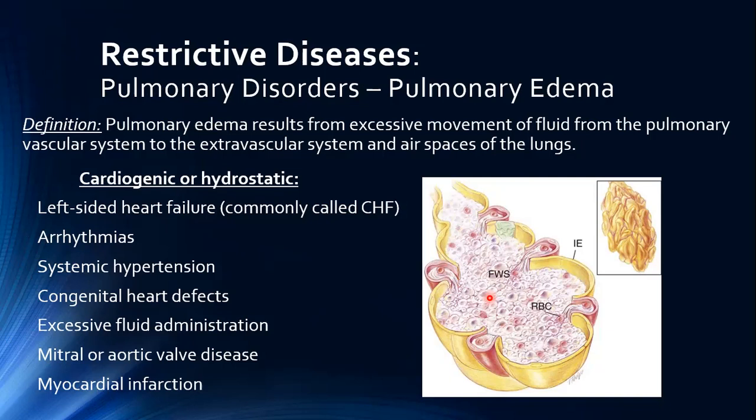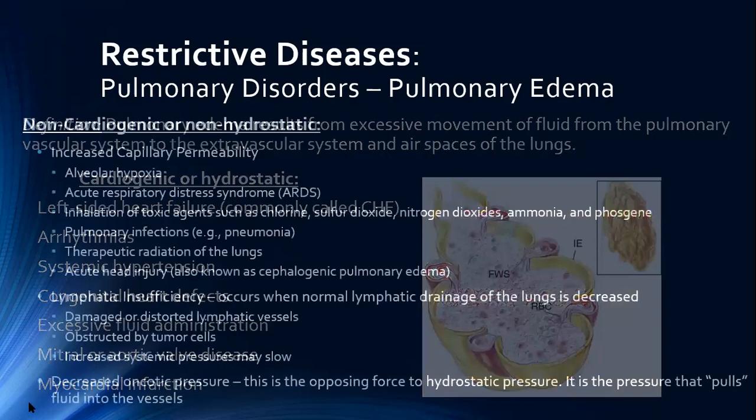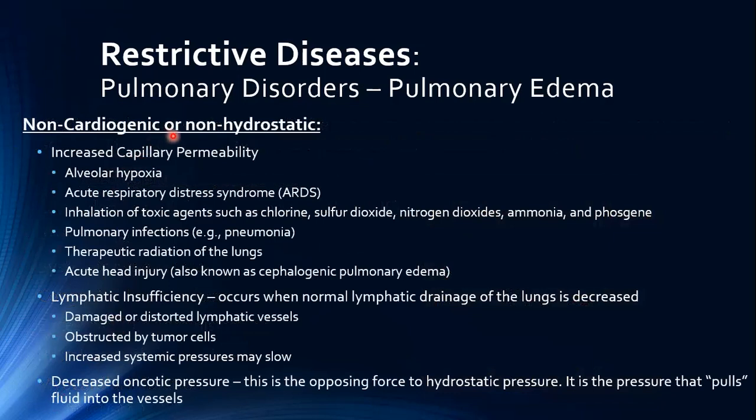And then myocardial infarction, which is an MI, heart attack, okay? Those are some of the cardiogenic reasons for pulmonary edema. Remember, pulmonary edema is either heart or not heart, which is cardiogenic or non-cardiogenic, okay? Cardiogenic is also known as hydrostatic, and these are the problems here. All right, non-cardiogenic. If I have non-cardiogenic or non-hydrostatic pulmonary edema, that is pulmonary edema that is not caused by the heart, okay? And these are some of the things it could be.